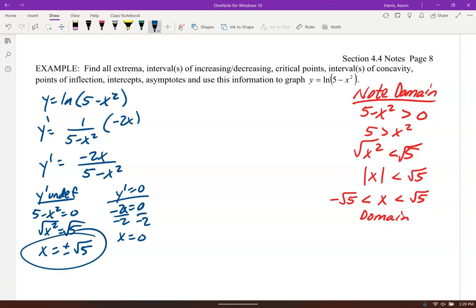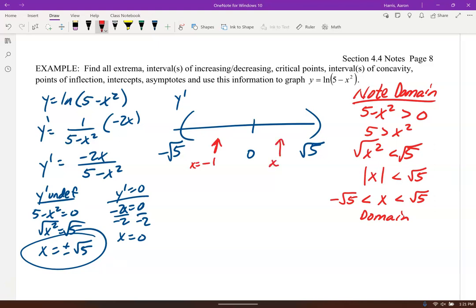I brought that up because you notice right here, y prime is undefined there. Well, the original function is undefined there anyways, right? I got to be less than root 5 and greater than negative root 5. So that's my cutoff. So I'm not going to even test it outside of those. I got to just test something between them and not worry about outside my domain at all, right? So let's throw in negative 1, maybe 1. Let's do the negative 1 into the derivative.